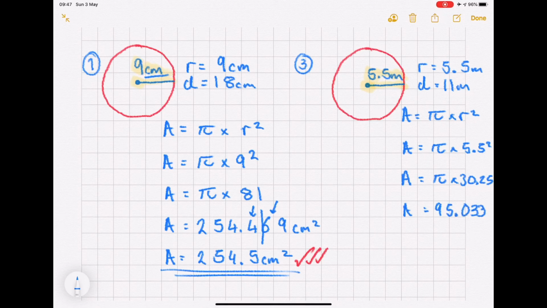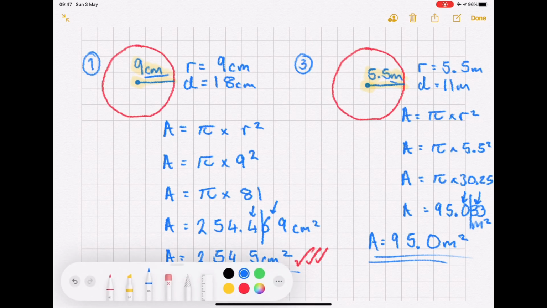95.033 metres squared because it's area, metres because we're working in metres. Let's find that to one decimal place, so we cut it off there. We look, is that number 5 or larger? No, it isn't, so this number stays the same. So our final answer to one decimal place is 95.0 metres squared. And that's our final answer.